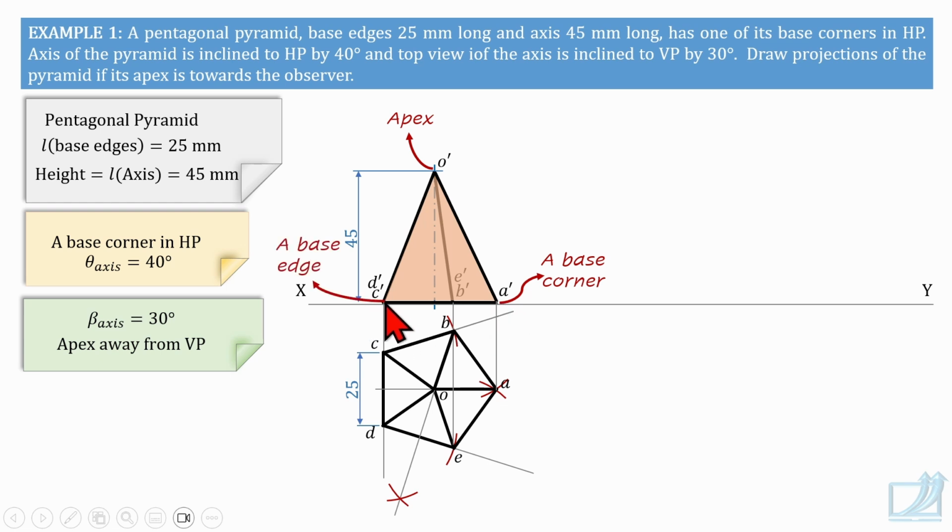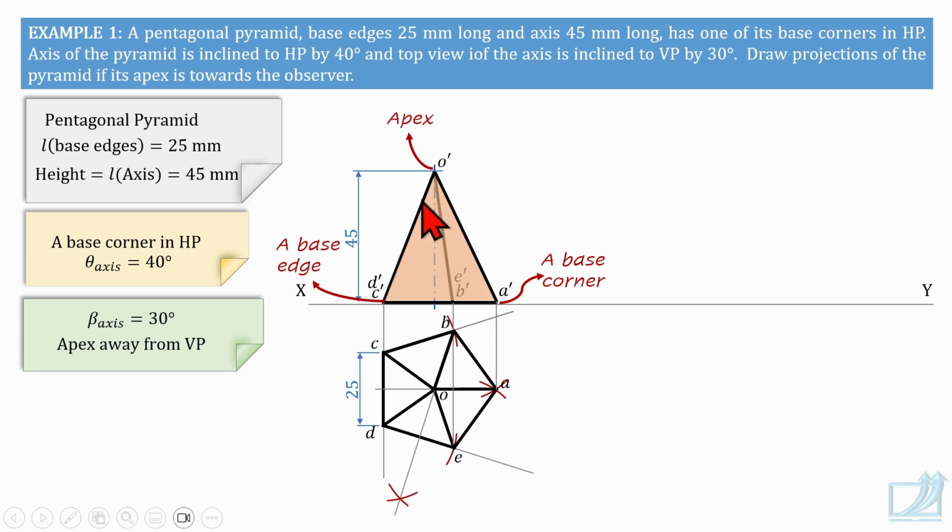And this corner of the triangle, it is not just a corner, it is a base edge. Which base edge? CD. This is base edge CD in the top view, and here it is base edge CD in the front view. So here it is a corner apex, here it is a base corner, and here it is a base edge.